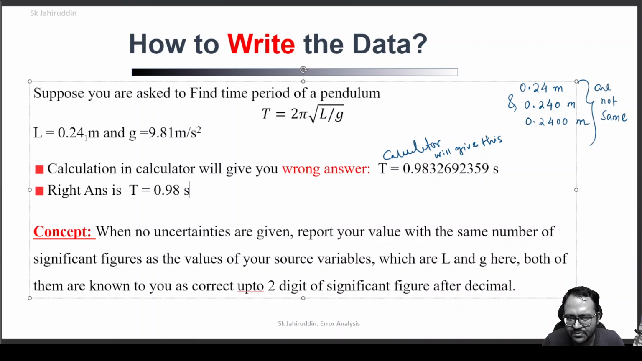If 2.433578 or something was reported, then your length wasn't very accurate. If G is given up to 4-digit or 6-digit accuracy, then you would have reported the time period to 6-digit accuracy. Here we have 2-digit accuracy, so T will be up to 2 digits of accuracy. That's why we ignore this part and I report this. Okay, I think you got it.